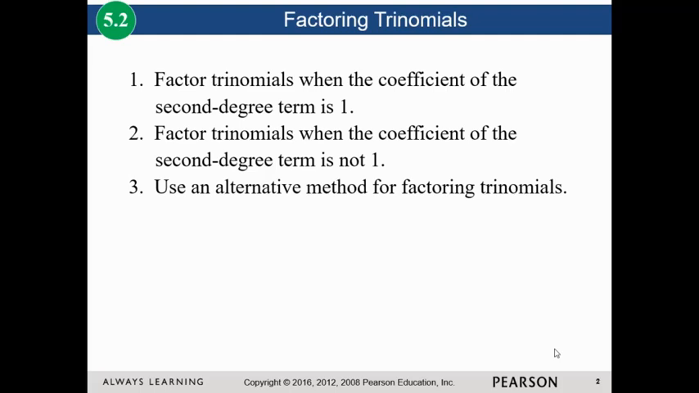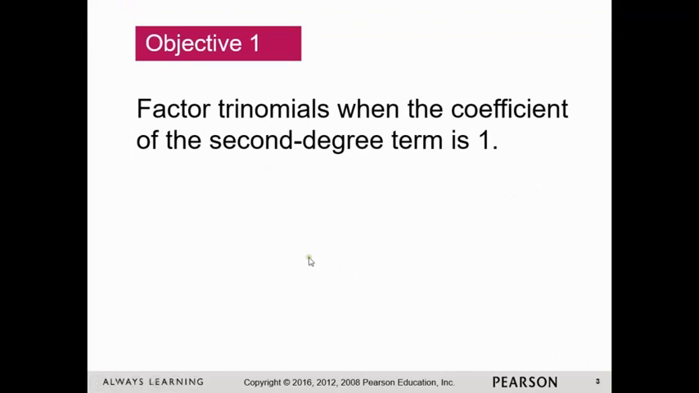So in this first video on section 5.2, we're going to simply focus on objective 1, factor trinomials when the coefficient of the second degree term is 1. So again, objective 1, factoring trinomials when the coefficient of the second degree term is 1. Basically what that means is the leading coefficient is 1.